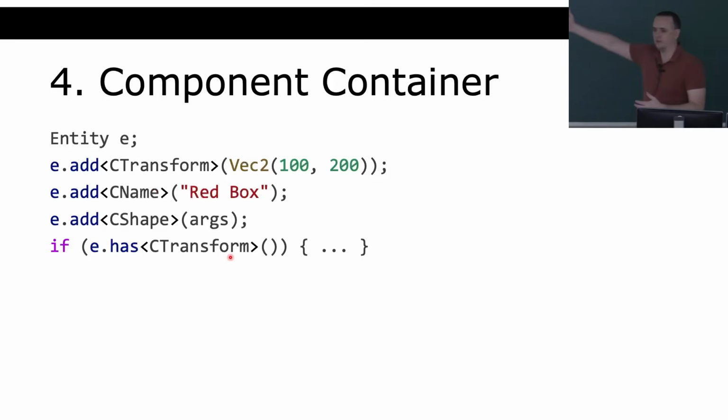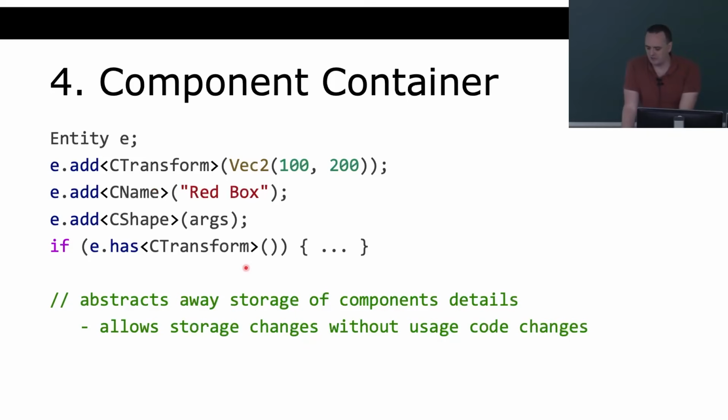The person writing this code doesn't know that there's a vector underneath. That could be a map. That could be stored on the cloud somewhere. It could be in a file on your hard drive. It doesn't matter. This is good. This is the good part of this, right? So it abstracts away the storage details of the components, which is exactly what we want, to cut down on that mental load that we need to have whenever we're programming. And it allows storage changes without code changes.